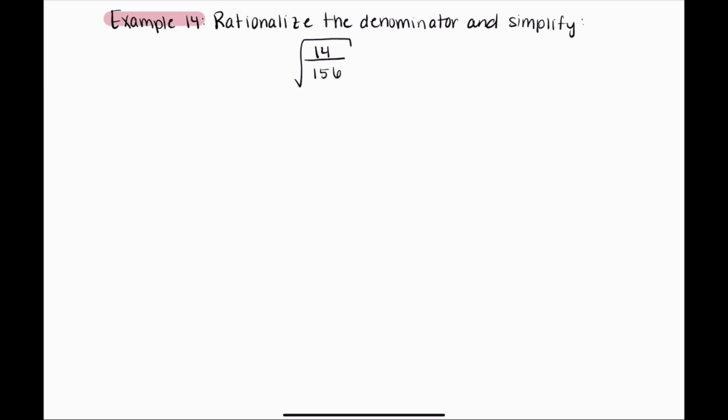Let's find the prime factorization for both numbers. 14 equals 2 times 7. 156 equals 2 times 78. We continue factoring 78 as 2 times 39. Now, we see that both 14 and 156 share the common factor of 2, which can be canceled out. Let's go ahead and simplify the fraction.